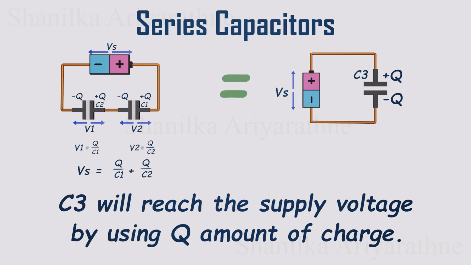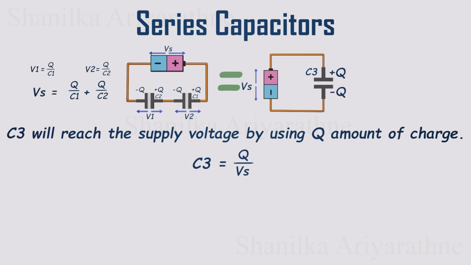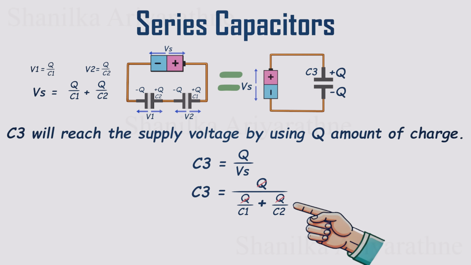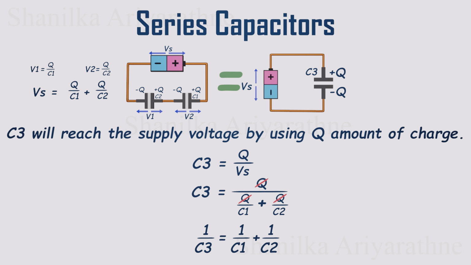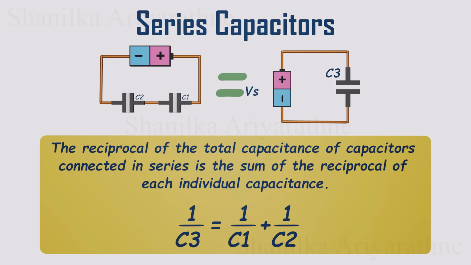This C3 capacitor has to reach the supply voltage by storing Q amount of charge. Hence, we can represent the capacitance of C3 as Q divided by Vs. We can replace Vs with the charge amount and the capacitance of each capacitor. Simplifying this expression by canceling common factors results in a relationship like this. In conclusion, the reciprocal of the total capacitance of capacitors connected in series is the sum of the reciprocals of each individual capacitance.